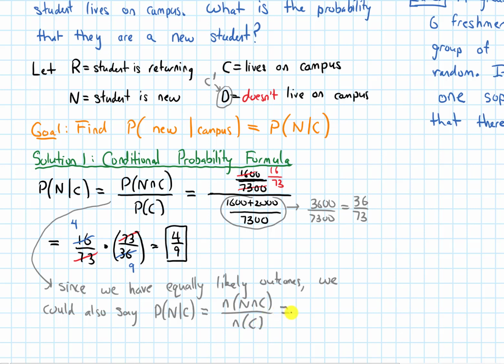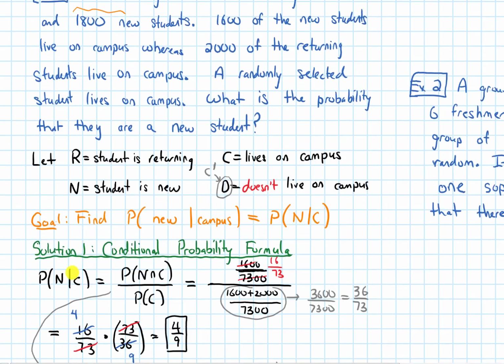Well, what does this mean in this context? The numerator is now the number of students who are new and live on campus, which was 1,600. And the denominator is the number of students who are in C, the number of students who live on campus, which was 1,600 plus 2,000. So this is going to give us the same thing as before. It's 1,600 on top, 3,600 on the bottom. So I could simplify it just like I did before to get 4 over 9. And that's a little bit quicker.